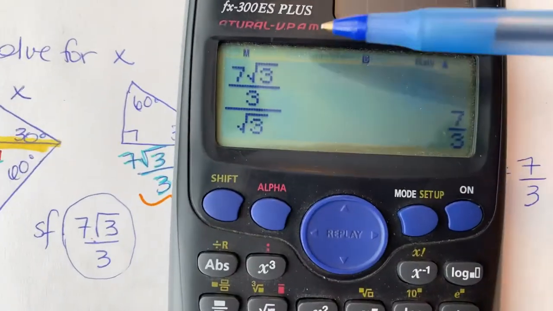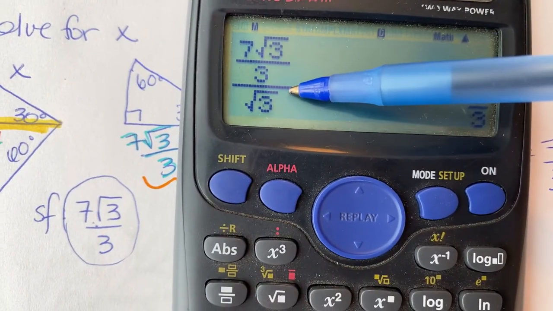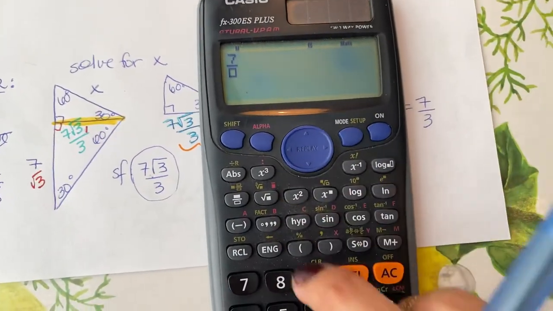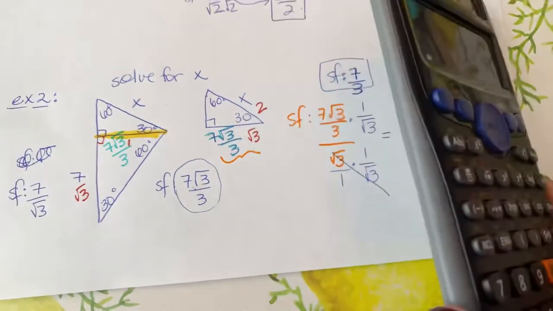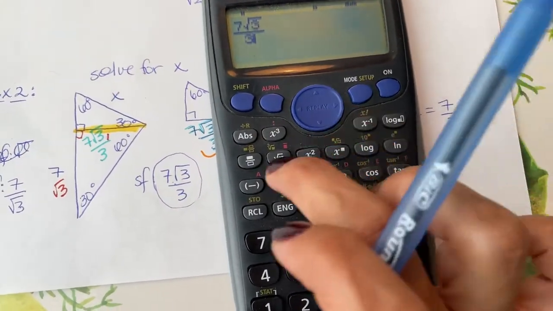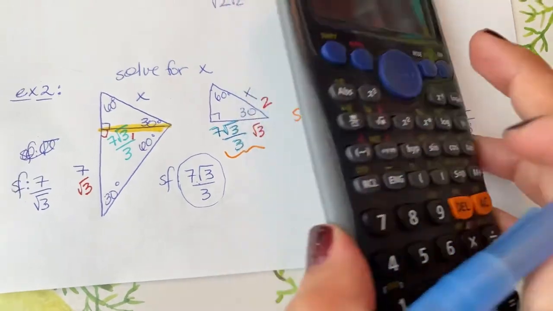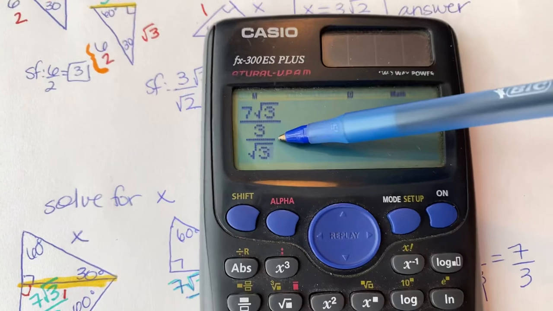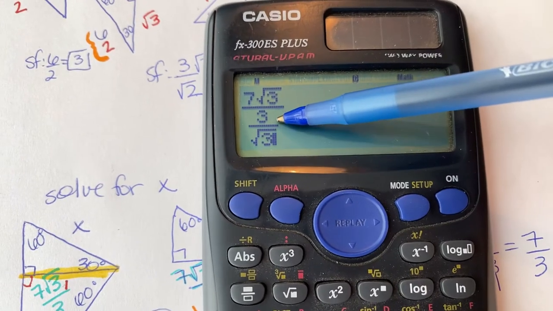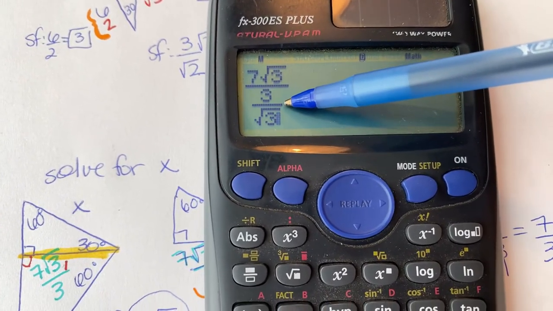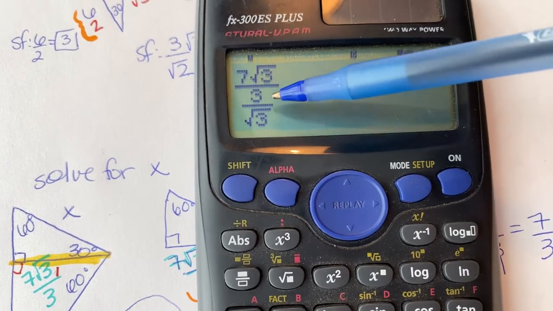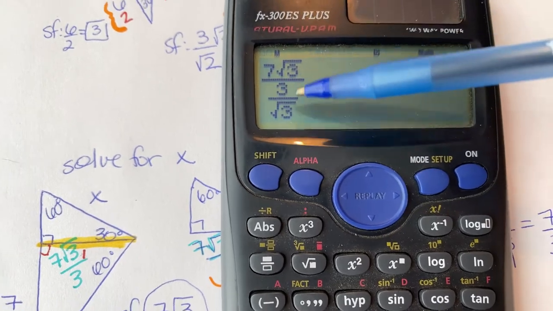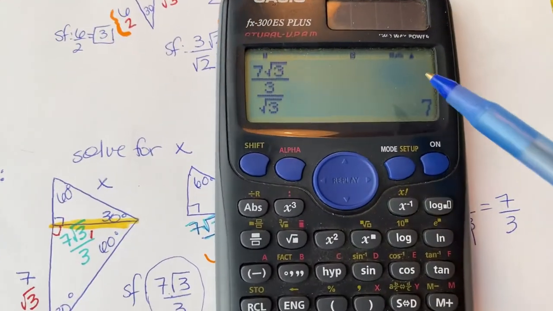Okay, so pay attention to your fraction bars, right? See how this one's large? Okay, so what I did is I went 7 rad 3, what am I typing? 3. And then I went rad 3. So see how this is a smaller fraction? So what it's doing is it's taking the denominator that's a fraction. So when it reciprocaled it, that's how you ended up with what you got. Okay, so that's why this came out to 7.